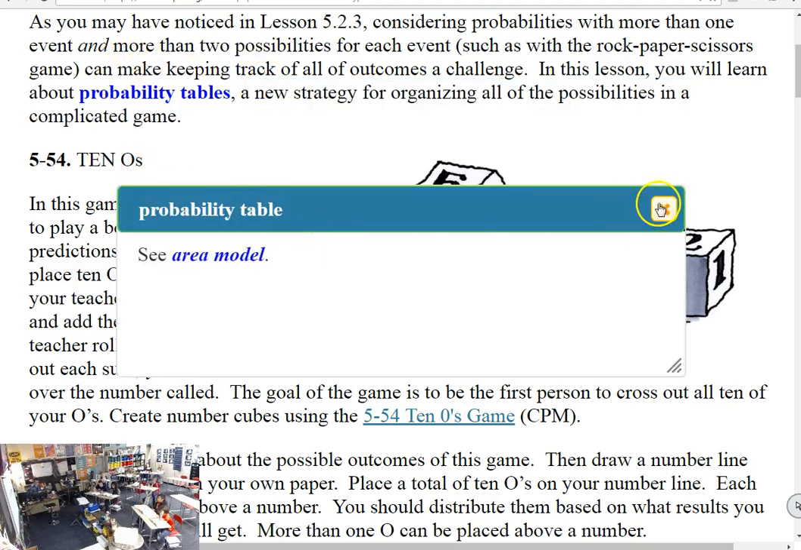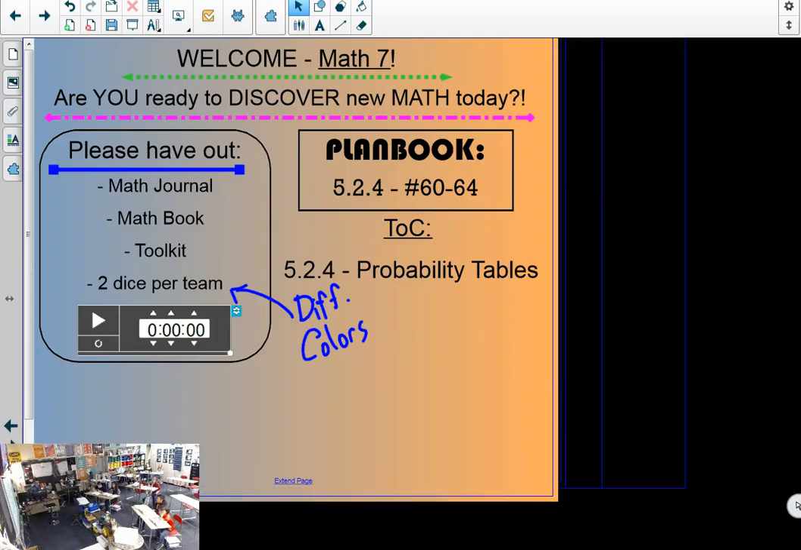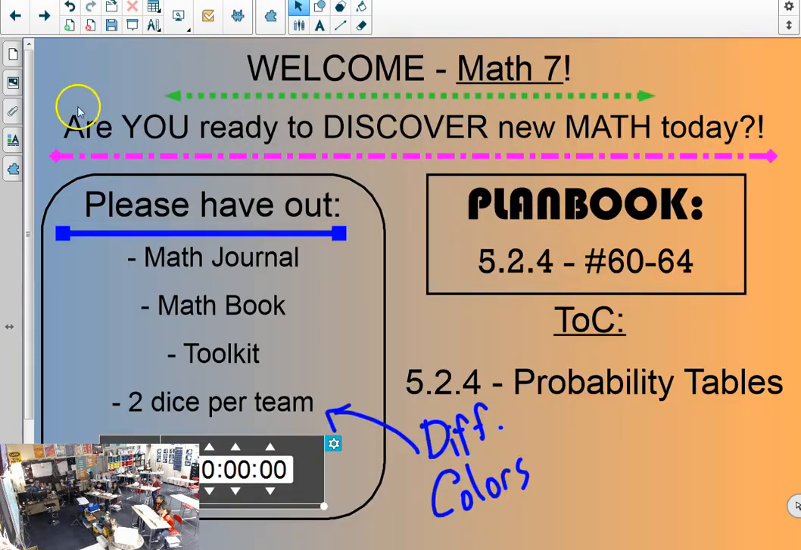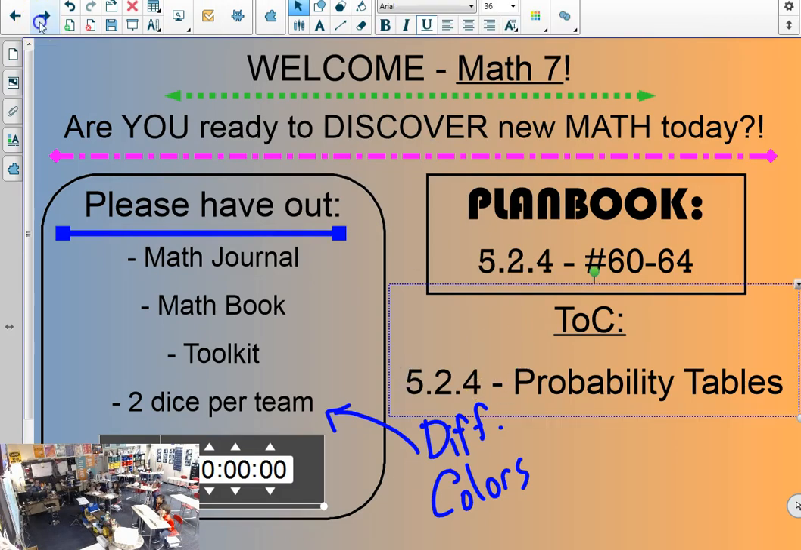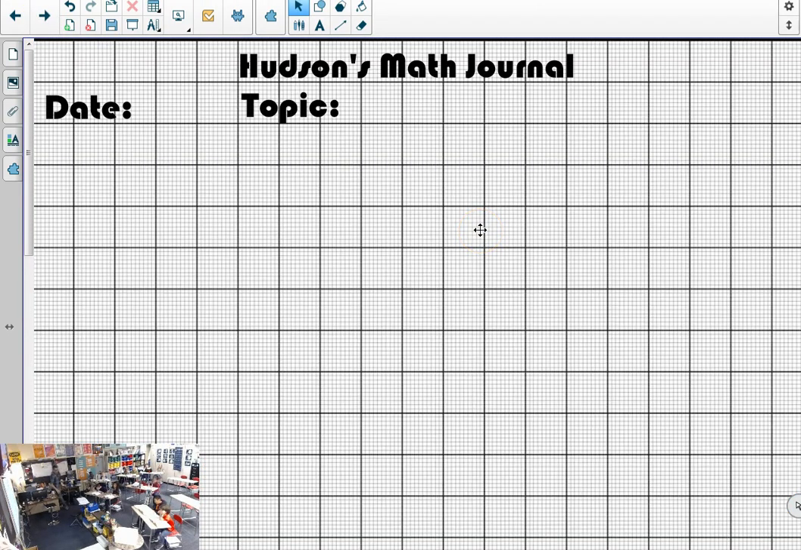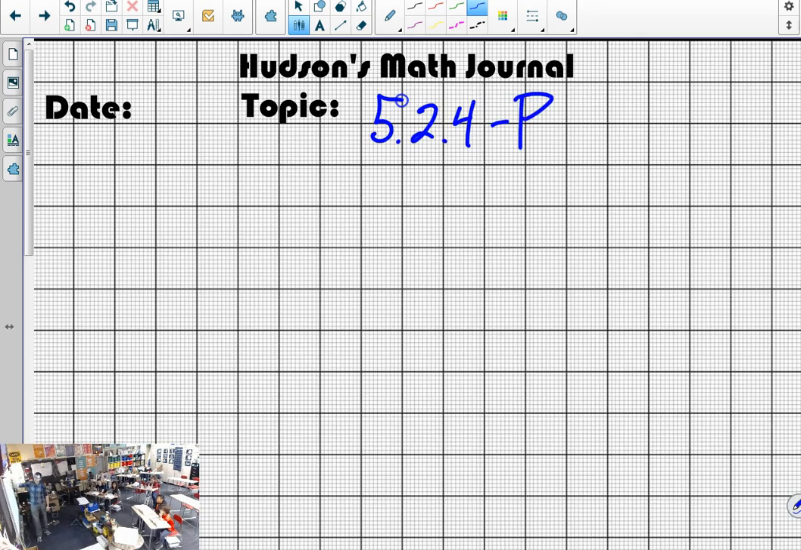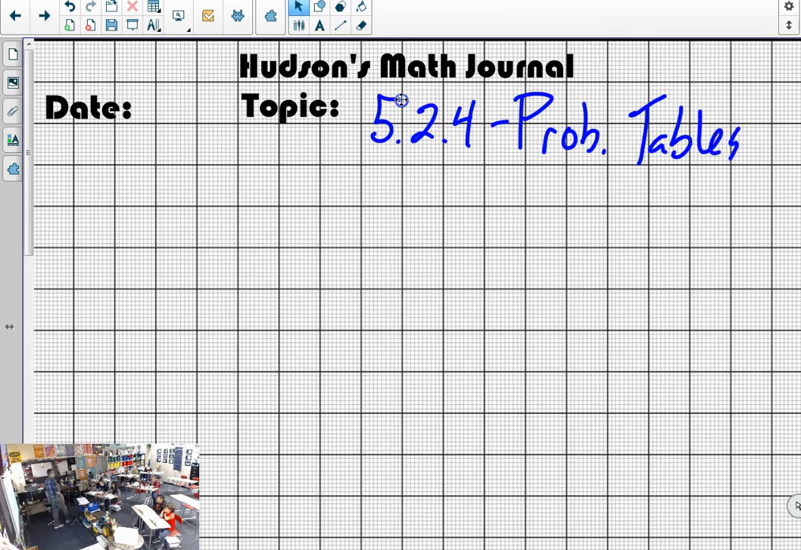So, in your notes, I'm going to drag this back down here to make sure anyone watching the video gets the homework. But let's get a header. If you have yet to do this, 5.24, probability tables. Let's head our notes if you haven't done that yet. You can abbreviate if you want. If you can remember that PROB is going to be probability, that's fine. So a probability table is going to organize all outcomes.